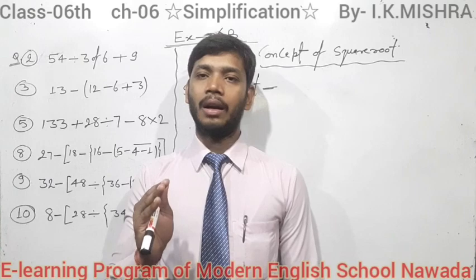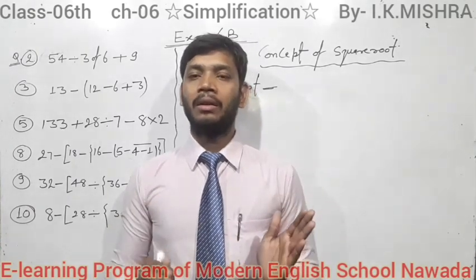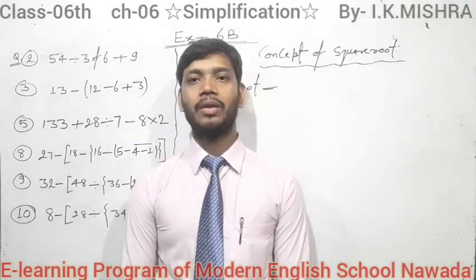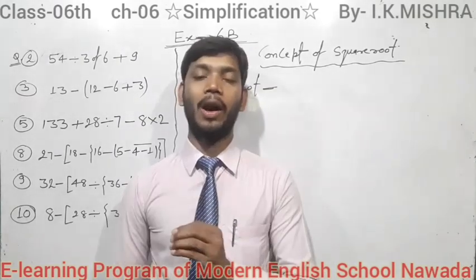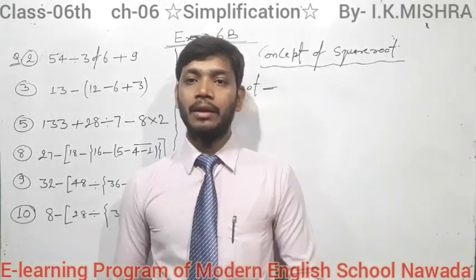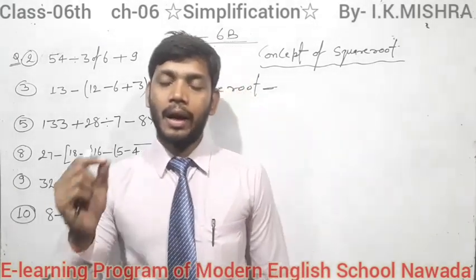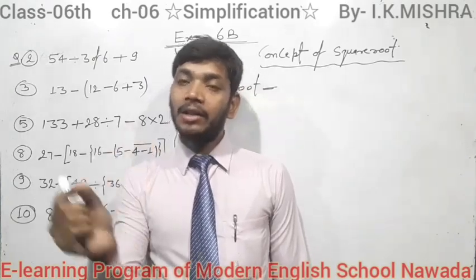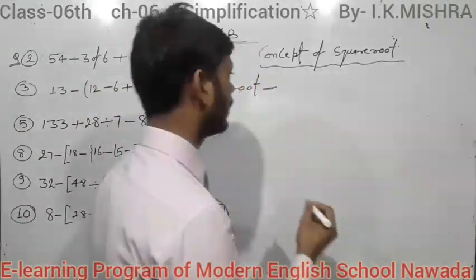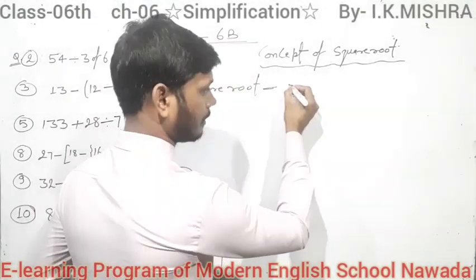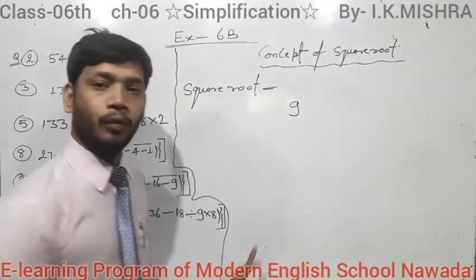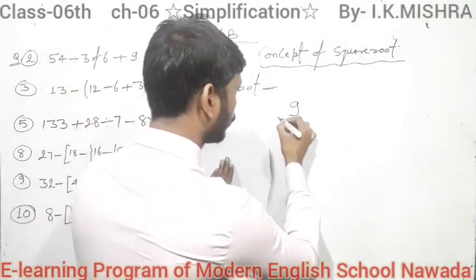Here you have to know the concept of a square root. Students, first of all, know what a square root is. A square root of a number is a number whose square is the previous number. Suppose here I write a number 9, and we have to find its square root.